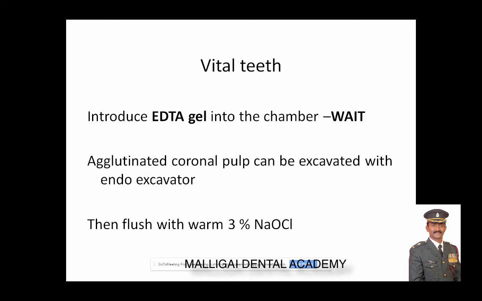Once bulk of the pulp tissue has been excavated from the access cavity, the bleeding is more or less controlled, and then you can flush your access cavity with warm 3% or 5% sodium hypochlorite as you do in a non-vital tooth. This one simple tip of introducing EDTA gel into a vital tooth access cavity will go a long way in controlling bleeding and achieving vision in your access cavity.